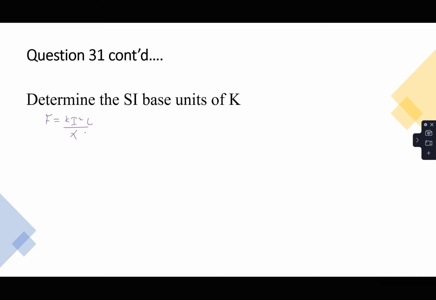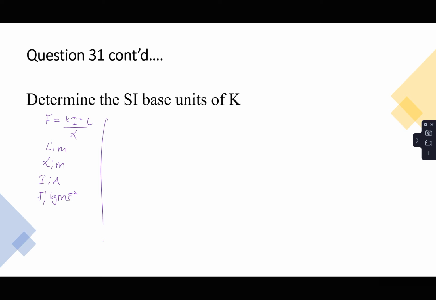L has been defined as length, so the base unit of L is meters. X has been defined as distance, so the base unit of X is still meters. I has been defined as current, so the base unit of I is amperes. F is force, mass times acceleration, so that will be kilogram meters per second squared.